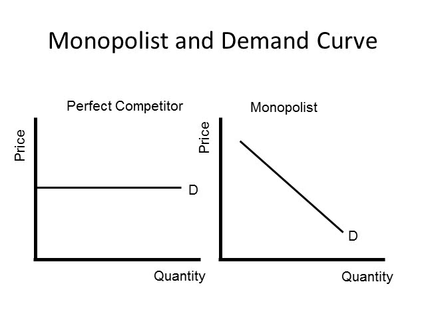Compare the perfect competitor's demand curve with the monopolist's. You may recall that the perfect competitor's demand curve is horizontal and therefore perfectly elastic. On the other hand, the monopolist's demand curve is downward sloping and has places of inelasticity.